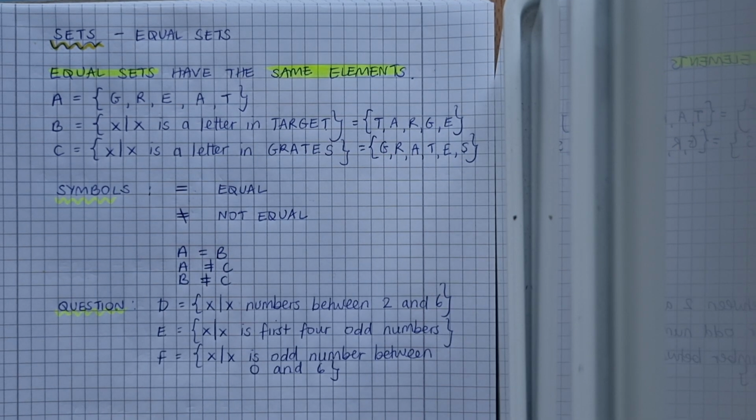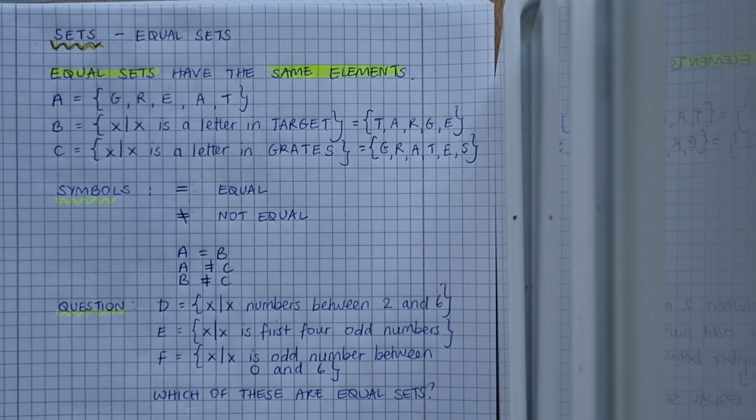So here's a question for you. I've given you 3 sets, D, E, and F, and I want to know which of these sets are equal. Pause the video here while you work that out. It might be useful for you to write these in list method first.